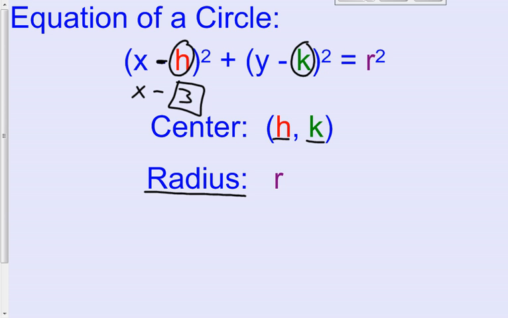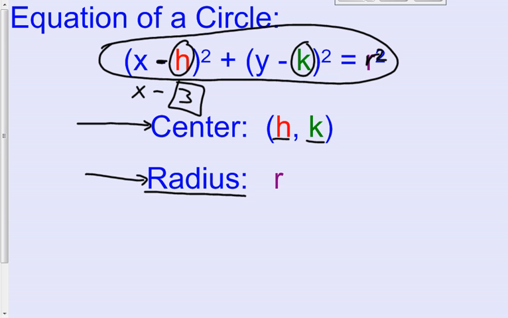The radius is r. So if we see our equation is r squared, in order to get our radius, we have to square root that right side. So basically, class, as long as you know where the center of your circle is, and as long as you know the radius, you can put it into the equation. In the same way, as long as you know the equation of a circle, you can find the center and the radius very, very quickly. So those are going to be common themes as we go through today.